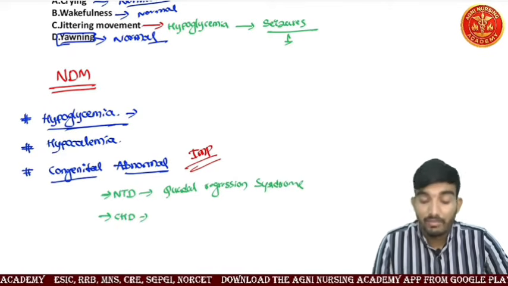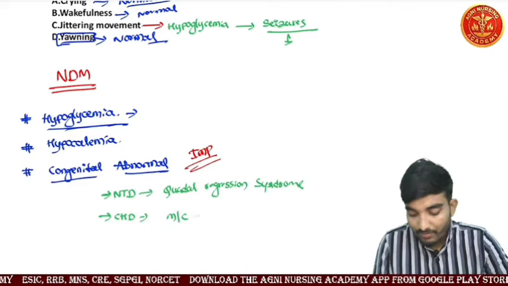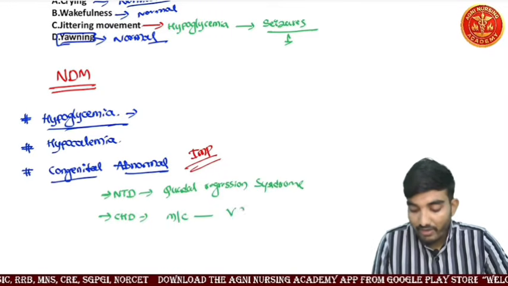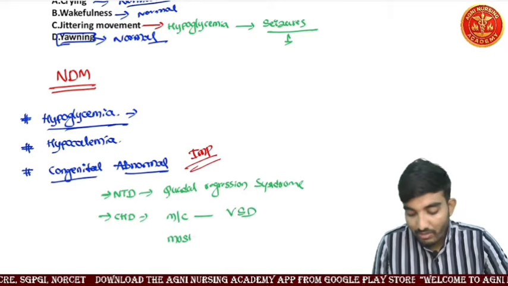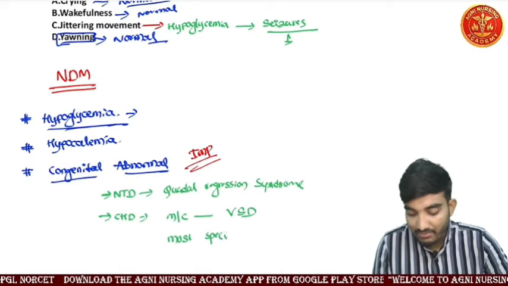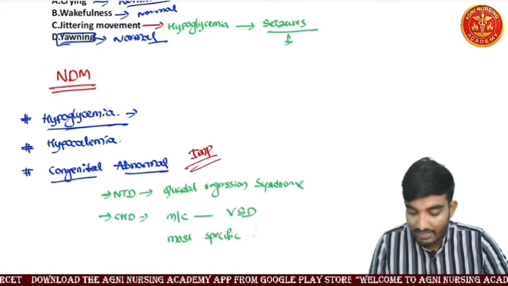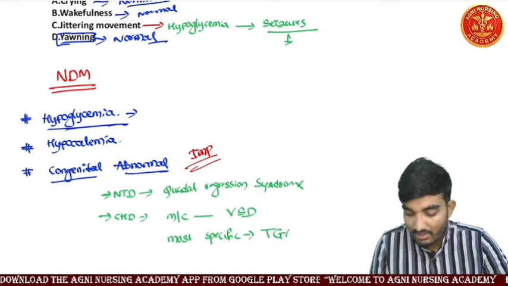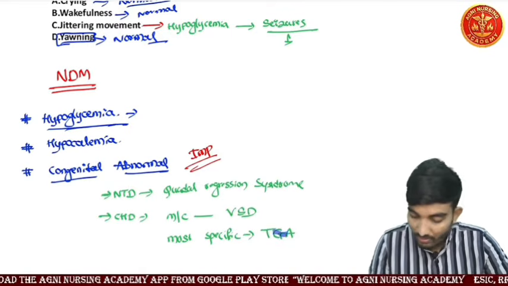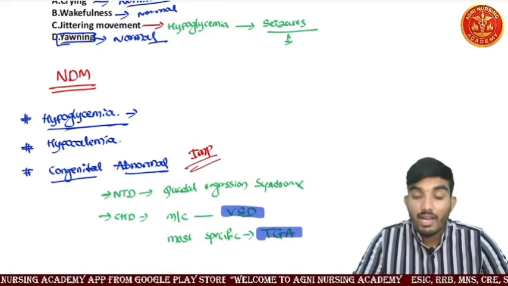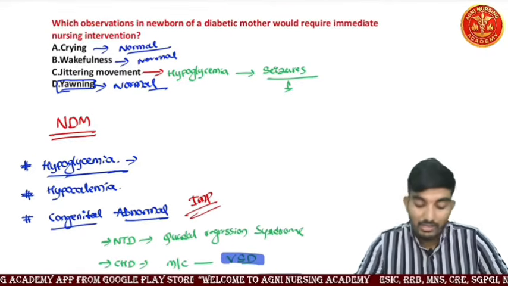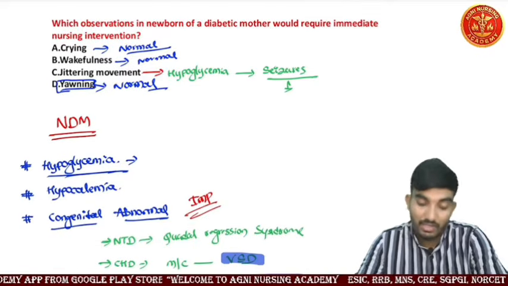In congenital heart defect, the most common is VSD, ventricular septal defect, and the most specific is TGA, transposition of great arteries. These are the congenital abnormalities that occur in the neonate of a diabetic mother.